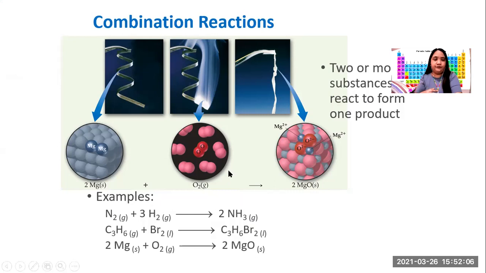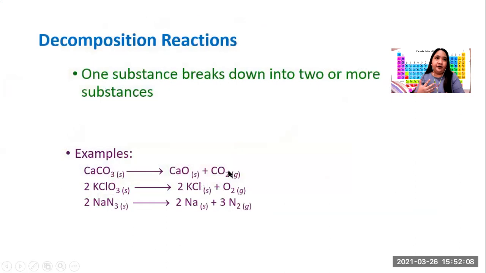These are samples. You also have one which is the opposite, called the decomposition reaction, wherein one substance breaks down into two or more substances. Like in this case, calcium carbonate is broken down to calcium oxide and carbon dioxide, potassium chlorate. So this is two potassium chloride and oxygen. This is sodium nitrate, so sodium nitride. So we have two sodium and three nitrogen.